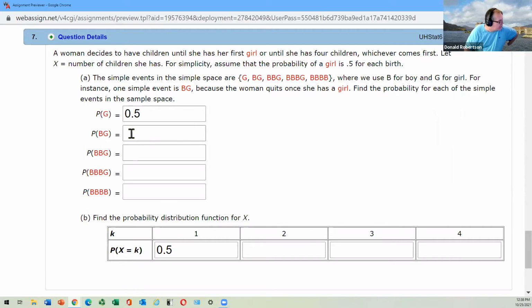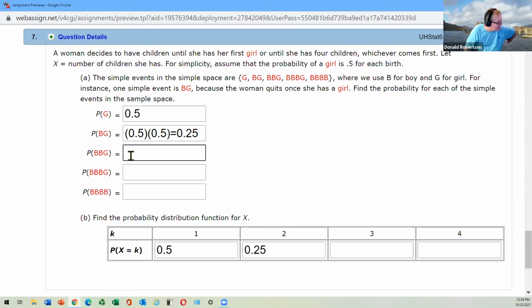Now let's look at the next one. She had a boy first, that means she had to try again and she got a girl. Well, won't that be a boy first times a girl second? Are you happy about how that chance of happening is 2 things independent of each other? And so the number is 0.25. And so that would represent 2 kids. Would you agree she had 2 kids before she stopped?